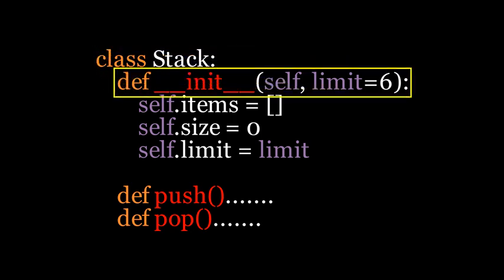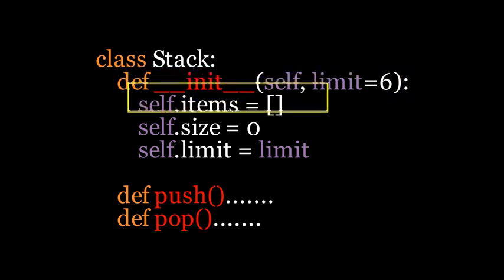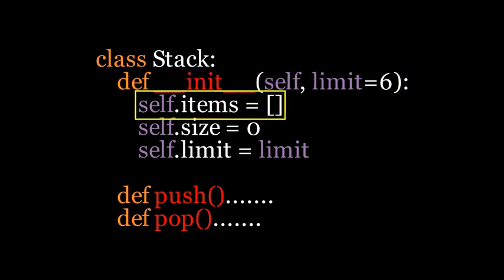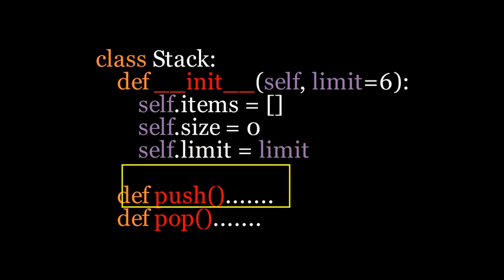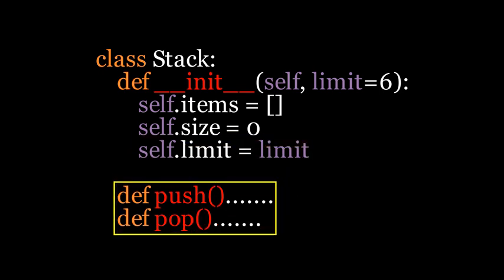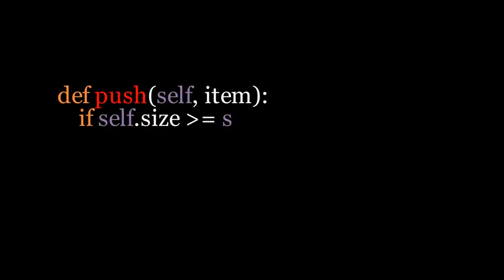In the constructor, we'll set a default limit of 6 for the stack and initialize 3 members: items to store the stack elements, size to track the current number of elements, and limit to set the maximum capacity. After that, we'll define the operations such as push to add elements and pop to remove elements.